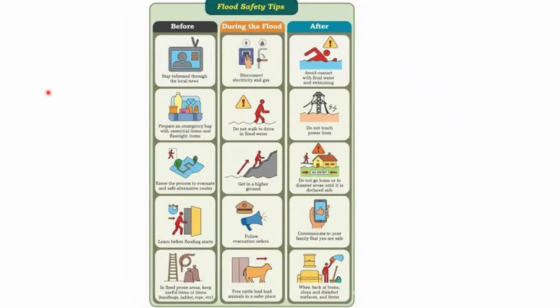Also, in case there is a flood in your place, you should always make sure of the following tips. Before the flood, you should stay informed through TV or mobile or whatever services about the floods. The government will give directions, and you should also prepare an emergency kit or an emergency bag with all the essential items like your food, medicine, flashlight, etc. Then you should know the process to evacuate and save alternative routes. How you should go out of your house, where to go, which is the safest place, etc. And leave before flooding starts.